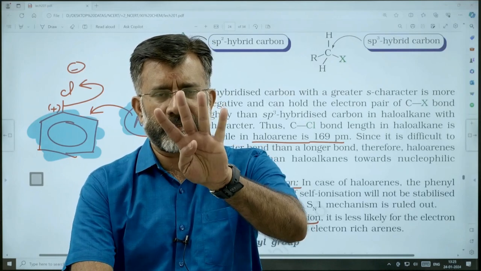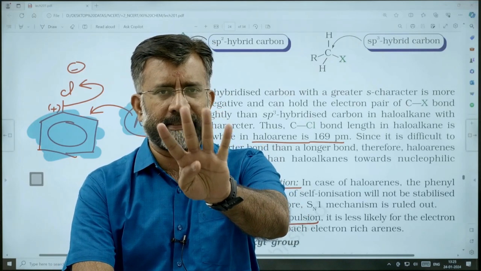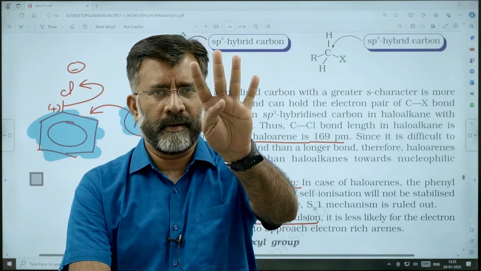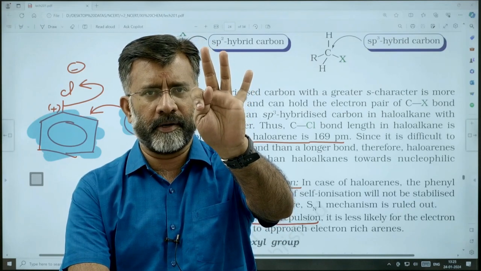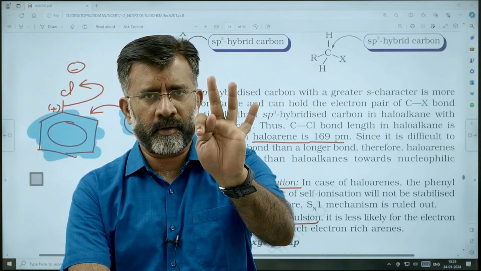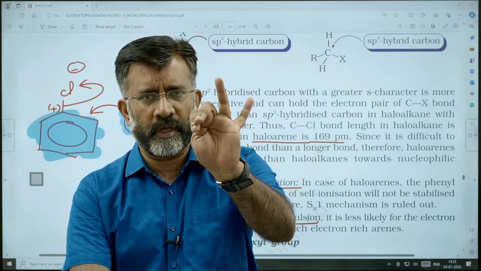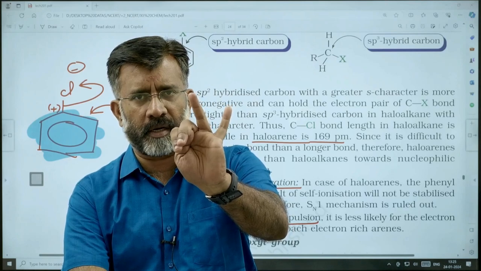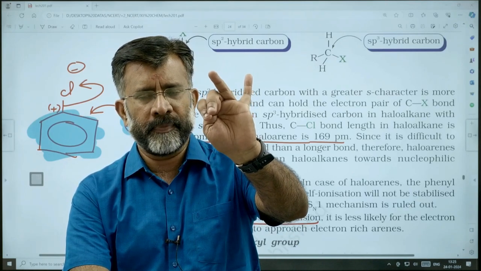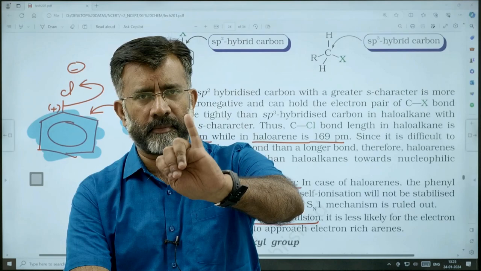So, four reasons are quoted in the NCERT. Number one, partial double bond character due to resonance. Number two, lower bond length due to the sp2 hybridized state of the carbon atom. And number three, instability of the phenyl carbocation.